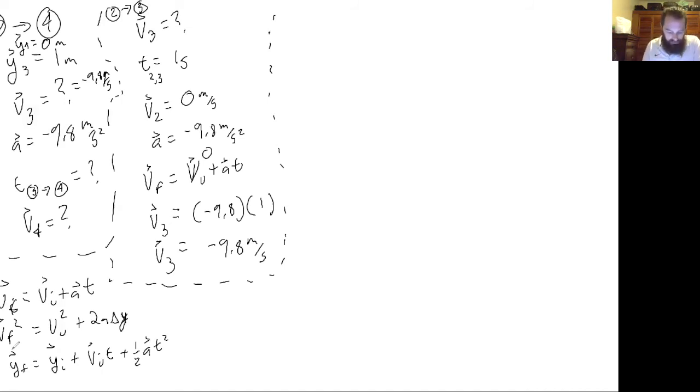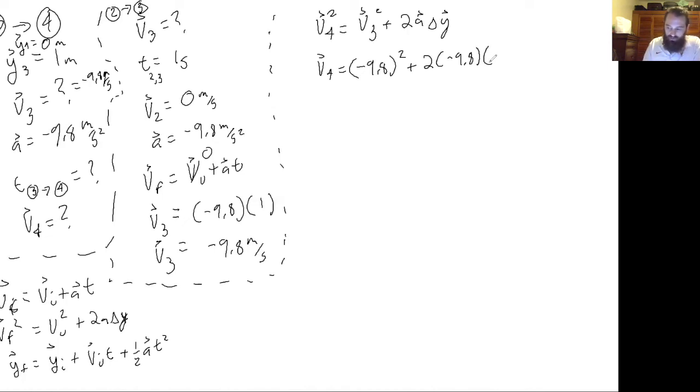So there's two ways that we can get out of this. The first is to just accept that we have to do the quadratic formula, or we can calculate what v4 is. So v4 is going to equal v3 plus at, or the second kinematic equation. Okay, so we're solving for v4. v3 is negative 9.8 squared, minus 2 times negative 9.8. And delta y, we're going to start at 1 meter and go to 0, so that's just 1.